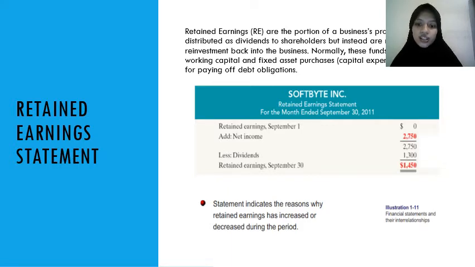The retained earnings in September is 1,450. The statement indicates the reason why retained earnings have increased or decreased during the period.